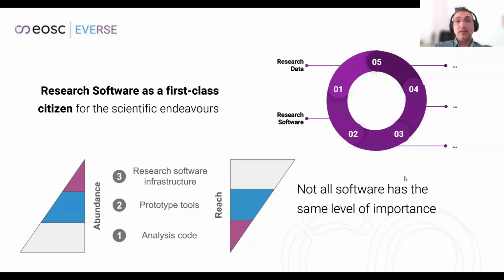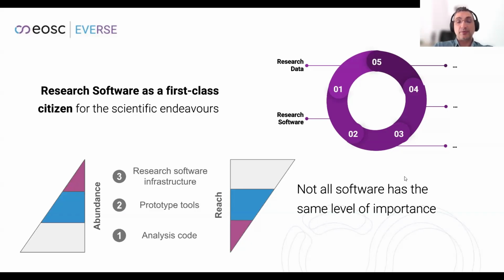But at the same time, not all software has the same level of reach, of impact, if you want to call it that way. We're talking about analysis code, which is extremely abundant. Everyone is producing code for their own use. But at the same time, this is code that a person or a group is developing for their own use. So they are the actual user of their software.